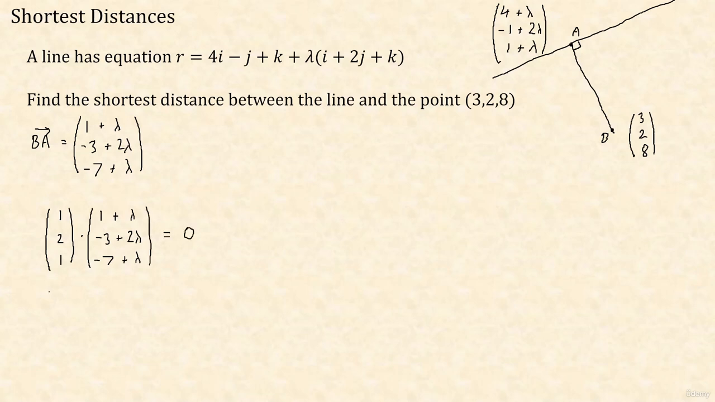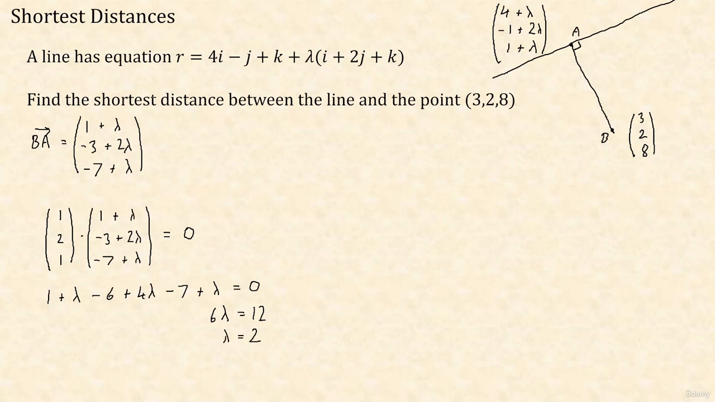So I expand this just like I did before, 1 plus lambda, and the next line, negative 6 plus 4 lambda, and the final line is negative 7 plus lambda, and all of that has to equal 0. Gather the lambdas, that's lambda plus 4 lambda plus lambda is 6 lambda. Gather up everything else, 1 minus 6, that's minus 5, minus another 7 gets us to minus 12. Add that to both sides, and I get lambda is equal to 2.